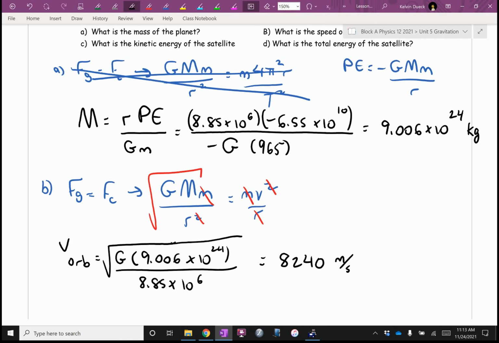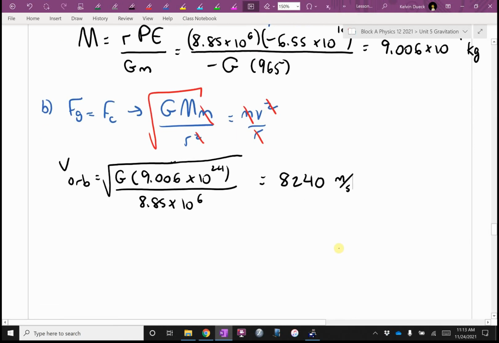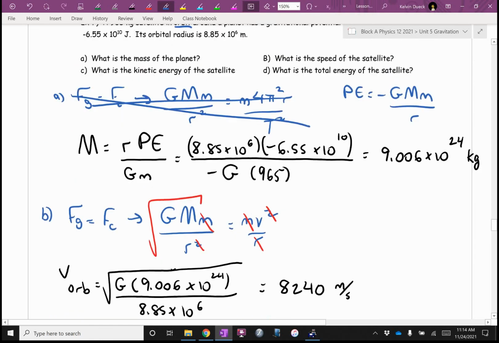Adam, what does C want me to find? You know what's nice? KE hasn't changed. Half mv squared. Which v? The orbital one. It's going to be a half, little m, times 8,240. I'll use my answer button squared.